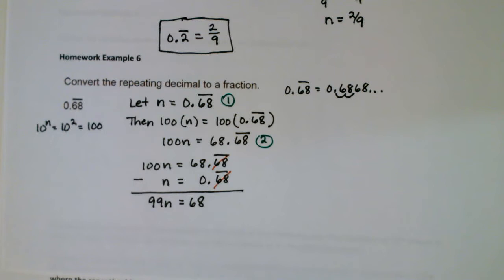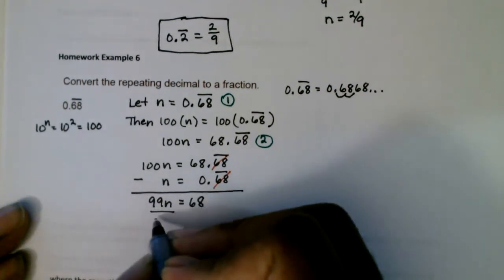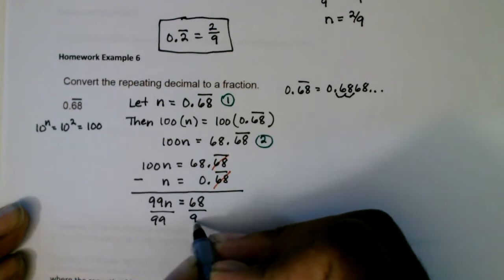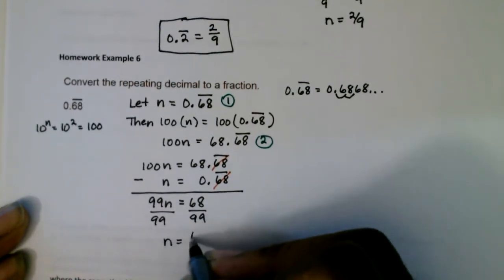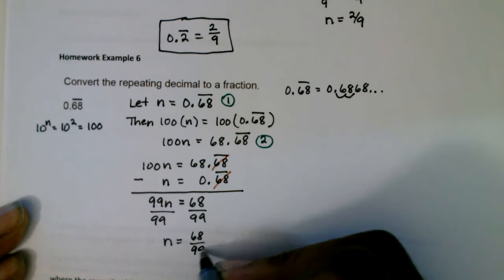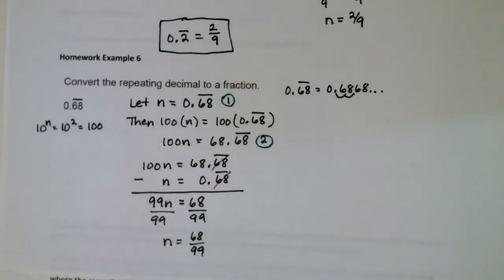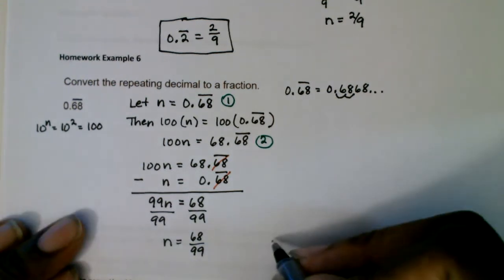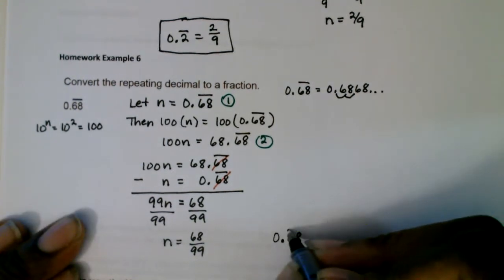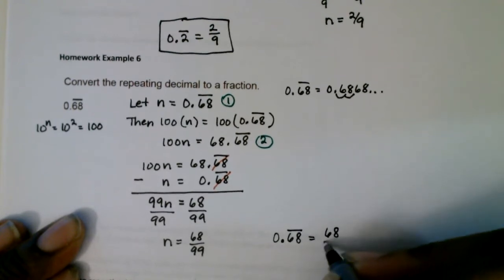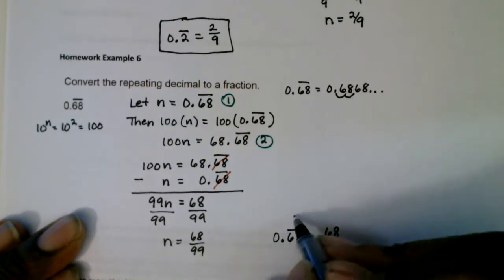And now we solve for n by simply dividing both sides of this equation by 99. That would mean n is equal to 68 over 99. And unfortunately, that is not going to be able to be reduced, so it's already in simplest form. So 0.68 repeating as a fraction is 68 over 99.